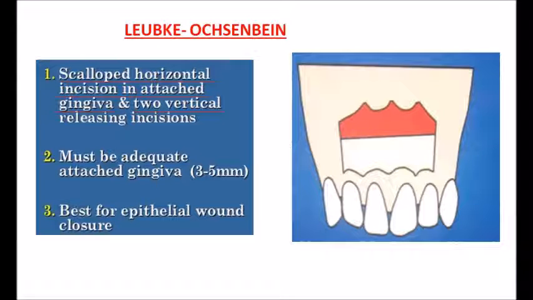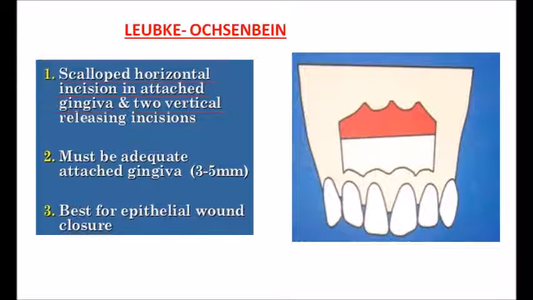Next one in the limited thickness flap is the Luebke-Ochsenbein flap. It is a scalloped horizontal incision in attached gingiva, and two vertical releasing incisions are given to form this Luebke-Ochsenbein flap. You can see in the picture that it is not attached to the tooth surface or near to the tooth. It is always at a different level, at a distance from the tooth surface.